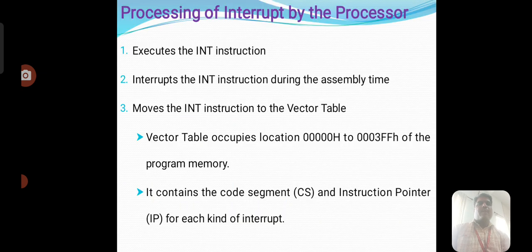Then how does the 8086 processor process an interrupt? It executes the INT instruction, and the INT instruction moves to the vector table. The vector table occupies the locations 0000H to 003FFH of the program memory. It contains the code segment and the instruction pointer for each kind of interrupt.